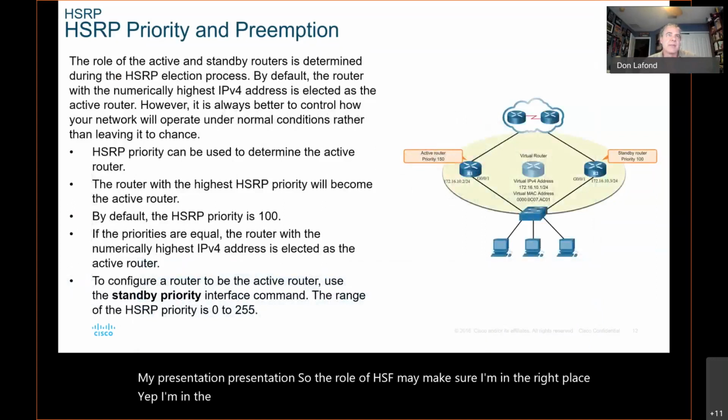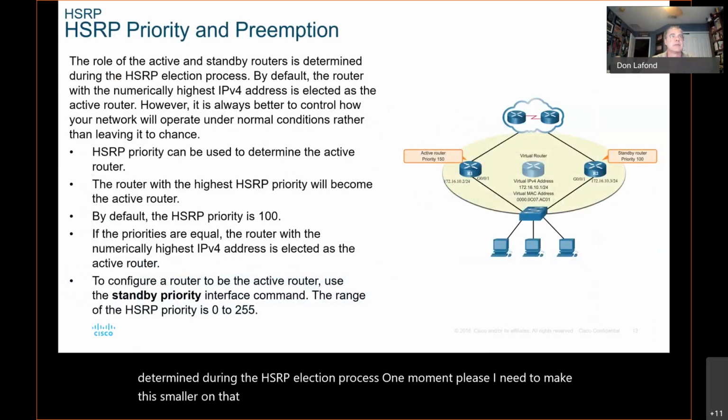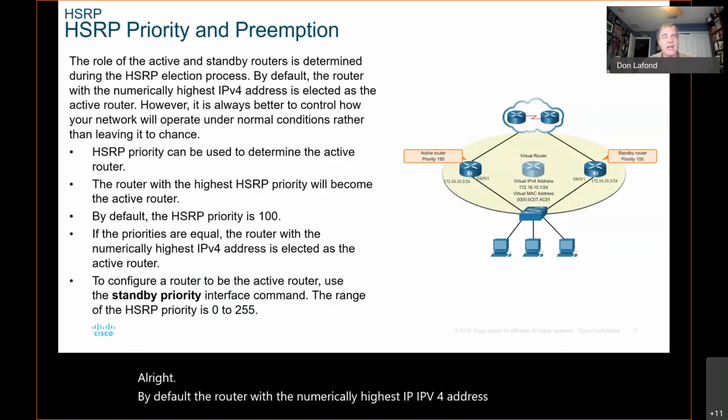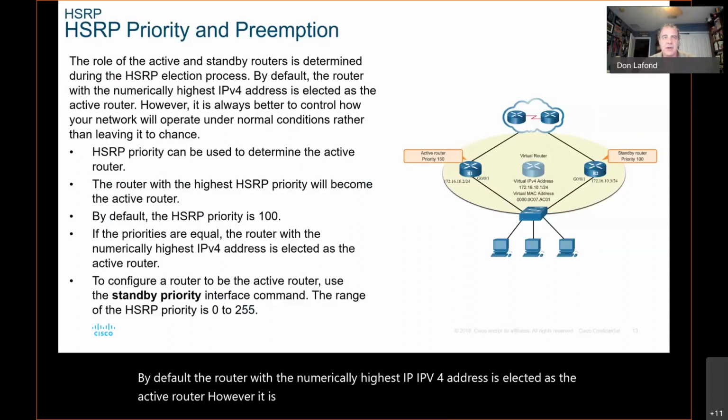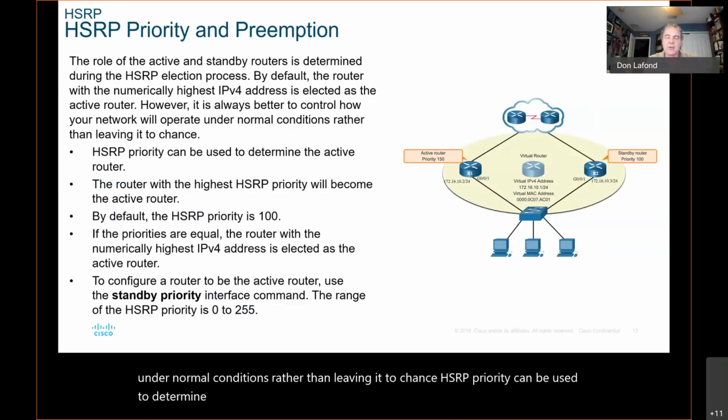So the role of active and standby routers is determined during the HSRP election process. By default, the router with the numerically highest IPv4 address is elected as the active router. However, it is always better to control how your network will operate under normal conditions rather than leaving it to chance. HSRP priority can be used to determine the active router. The router with the highest HSRP priority will become the active router.